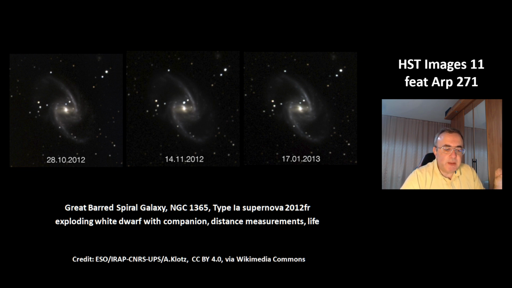Supernova type 1A is an exploding white dwarf with a companion. The white dwarf takes material away from the companion, which could be another white dwarf or a star, until it becomes unstable and then explodes. These supernovas are very important. They can be used for measurements of distances of galaxies, and they are very important for life because they provide the heavier elements that were formed in massive stars. The supernova explosion distributes them into space, and they can be used for future generations of stars, planets, and moons.